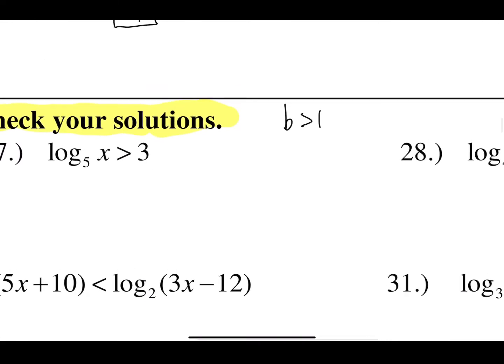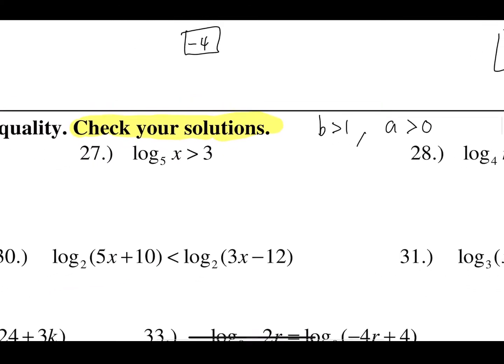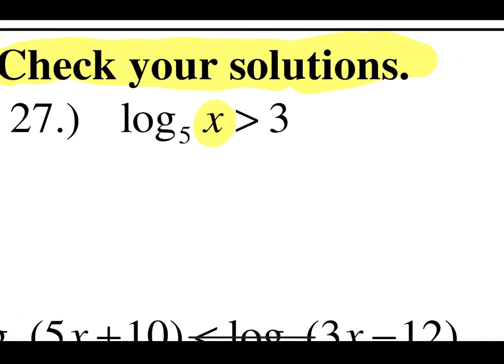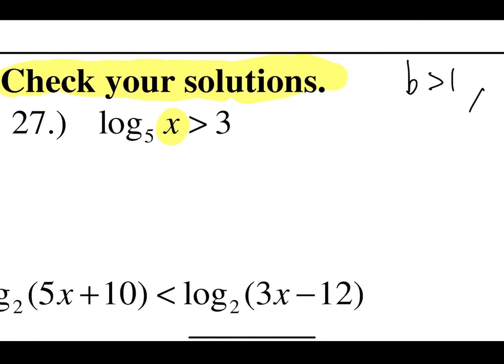But the arguments are what we really need to check. An argument must be greater than 0. So if I look at log base 5 of x greater than 3, the argument is x. And since the argument is x, that whole argument has to be set greater than 0. That's the only thing we've got to check. Okay, cool. Nothing to solve there. X just has to be greater than 0.